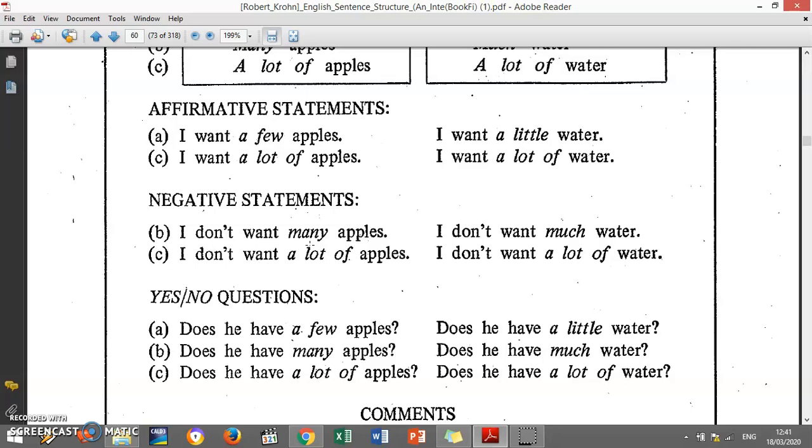So next for the yes or no questions, the questions can be: does he have a few apples, or does he have many apples, or does he have a lot of apples. Sedangkan untuk uncountable nouns you can say does he have a little water, or does he have much water, or does he have a lot of water. Or for example, when you want to drink something, a juice or maybe tea or coffee, you can ask, does it have a lot of sugar, for example.